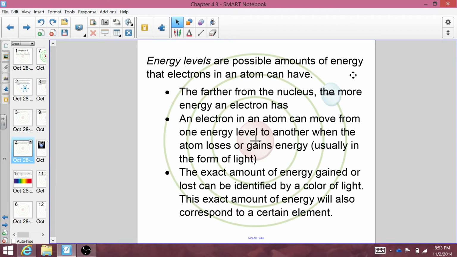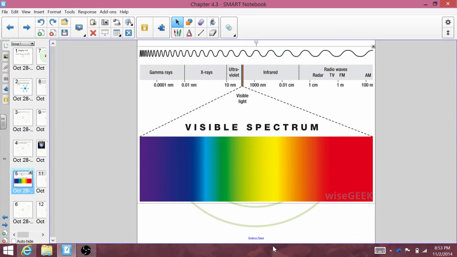So the rules of energy levels are this. The farther from the nucleus, the more energy an electron has. An electron in an atom can move from one energy level to another when the atom loses or gains energy. And this energy is usually lost or gained in the form of light. And the exact amount of energy gained or lost can be identified by a color of light. And this exact amount of energy also corresponds to a certain element. So this is where Bohr decided that this model would be a really great explanation for why different elements burn different colors.